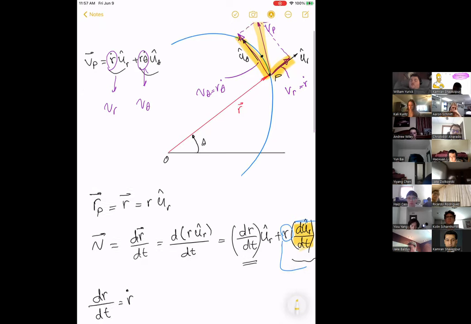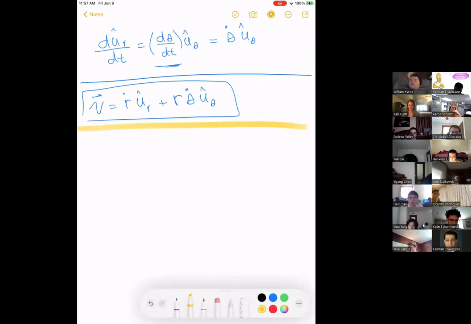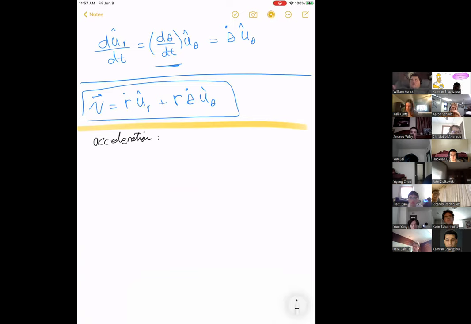Okay, so this is how we get VR. Now that we are here, let's determine V theta, sorry, the acceleration, to see how it goes. This was the velocity. How about acceleration? How can I find the acceleration of particle P? Take the derivative of the velocity. Exactly, so A is going to be dv/dt.